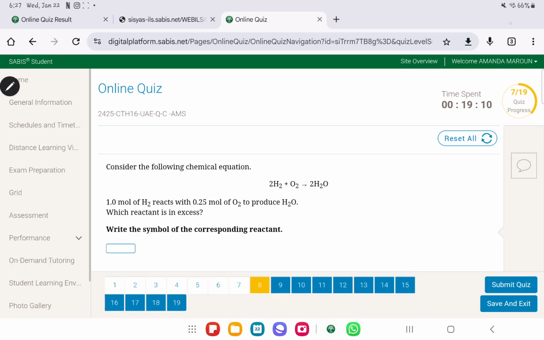Moving on to question number 8. Consider the following chemical equation. We are given 1 mole of H2 will react to the 0.25 moles of O2 to produce H2O.